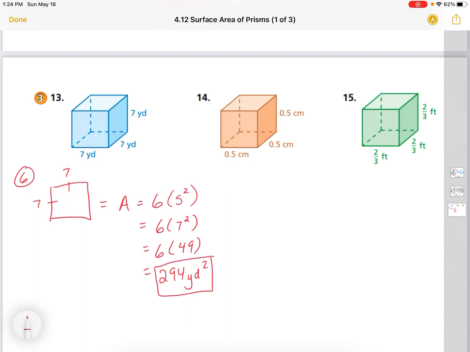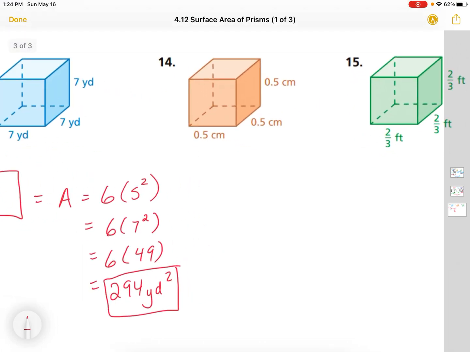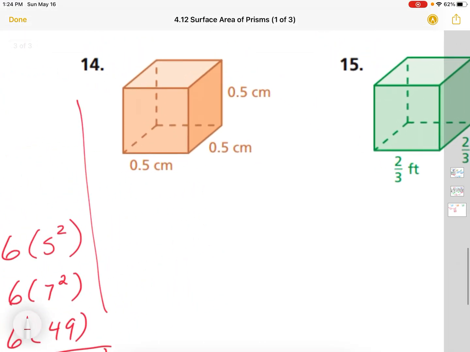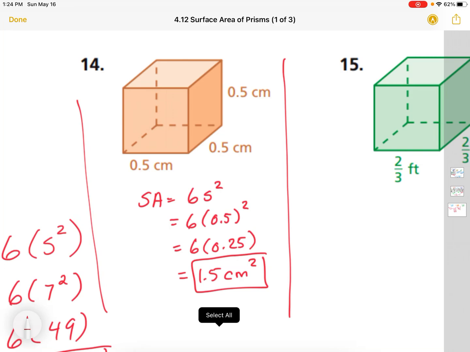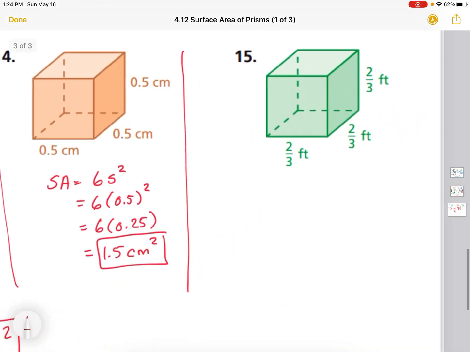Cubes are so nice because you can just apply that formula. So let's look at the rest of them. Okay, so surface area will be 6s squared. So s is 0.5. So 0.5 squared is 0.25. And I'm doing the exponent first, right? Because of my order of operations. So that's 1.5 centimeters squared. Cubes feel so nice and easy after all these hard prisms, right?